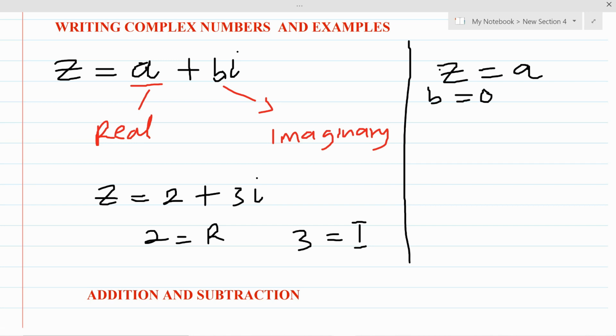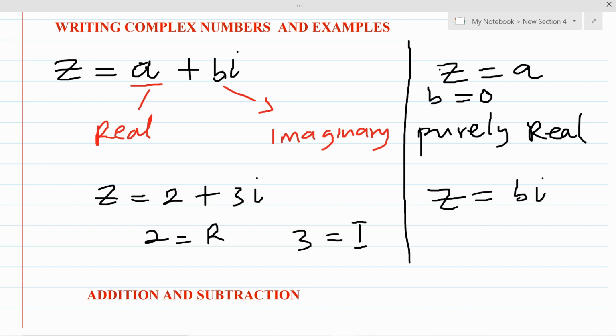How do you call it? It will be just the real part that will be available for us. Okay, so complex numbers like this are called what? Purely real complex numbers. If a complex number is purely real, then the imaginary aspect is what? 0. What if the real part is 0, and then you have something like this? Then this is also called purely imaginary.